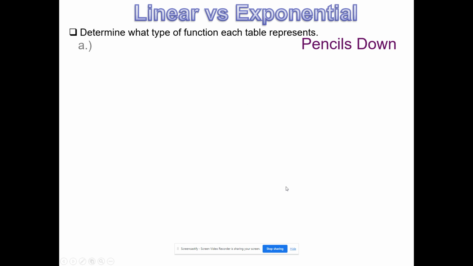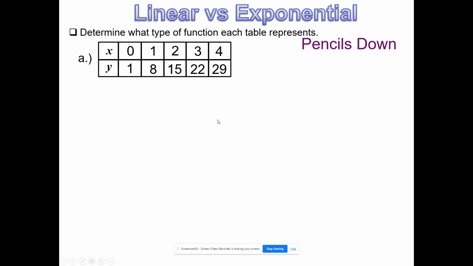Okay, so this one's a pencils down, but let's pay attention to it. Let's say we're looking at this table and we want to know, is it linear or exponential? Well, I want to see if I'm going from one number to the next, am I multiplying by something or am I adding something? You can open up Desmos and do 29 minus 22 and then 22 minus 15 to see if you get the same number. Or you can take 29 and divide by 22 and then 22 and divide by 15 to see if you get the same number.